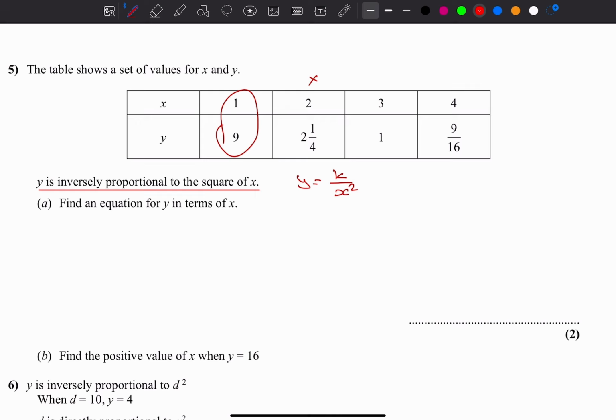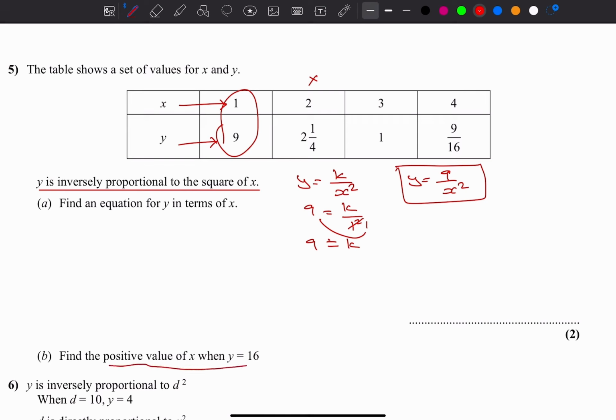Y is what number? Y is 9 equals k over x, which is 1. 1 squared is just 1. Multiply it. That will give you 9, which is basically okay. Y equals 9 over x squared. Find the equation. There you go. That's the equation. Done.